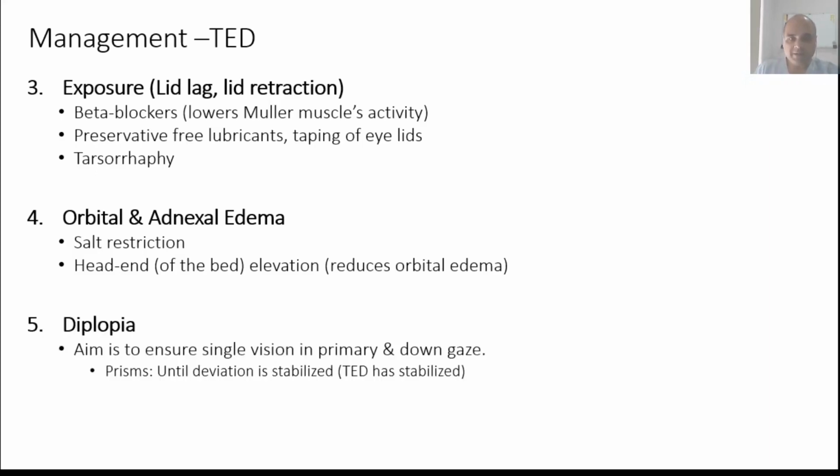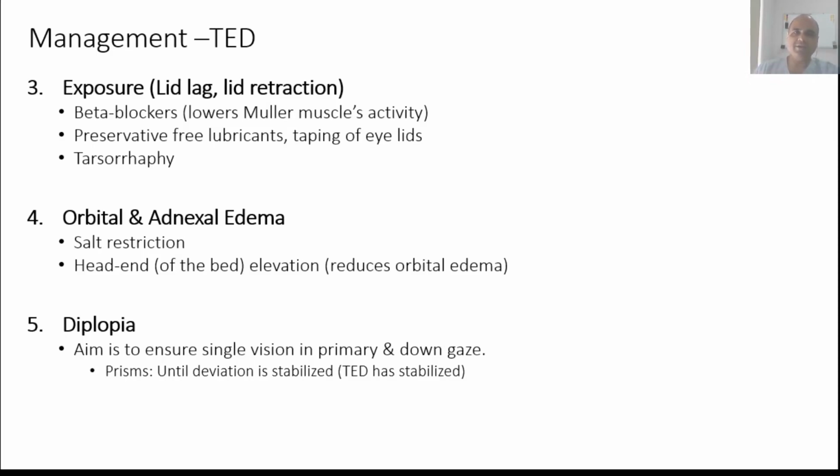For diplopia, the aim is to ensure that the primary gaze, when you're looking straight ahead, and down gaze are all right, i.e., there is no diplopia in either of these two cases. Initially, when the patient is in an active disease, you give prisms. How do prisms work? We'll do that when we talk about squint, but they basically change the path of light so that the light falls on the fovea rather than extrafoveal elements. We'll also talk about how diplopia happens when we talk about strabismus.